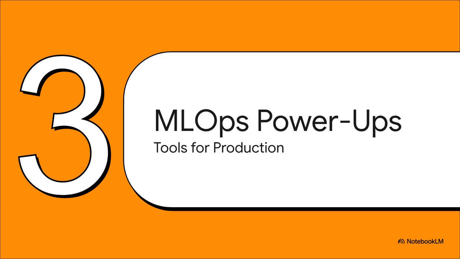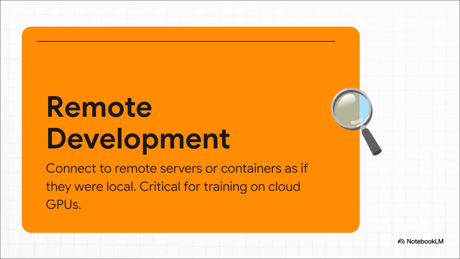Now for the fun part. Let's bolt on the real MLOps power-ups. This is what's going to take you from feeling like a solo data scientist to being a core part of a professional machine learning team. First up, and I'm not exaggerating when I say this is a total game changer, is remote development. Imagine this. You're sitting with your laptop, but you are coding, debugging, and running code on a massive cloud server packed with GPUs as if it were right there on your desk. This is absolutely critical for any serious model training.